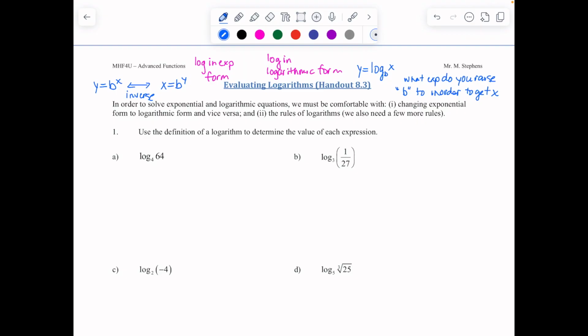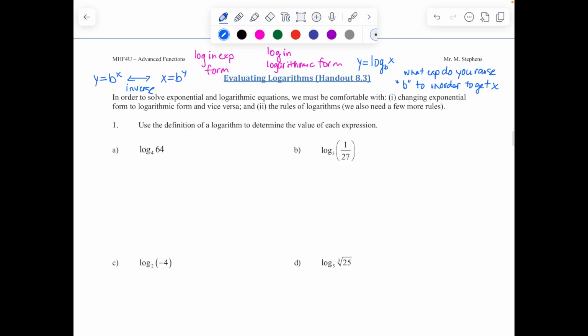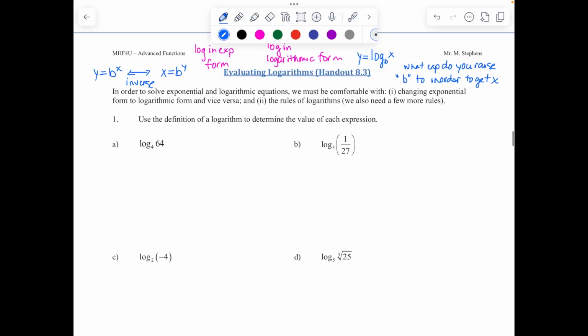Okay, so what we're going to do is review some log laws, and these are things that come from exponent laws. I'm going to show you how to evaluate these without using a calculator, and then we're going to talk about how to use your calculator to do this. If I look at the first one, log base 4 of 64, what I can do to solve this is set it equal to a and then rearrange it.